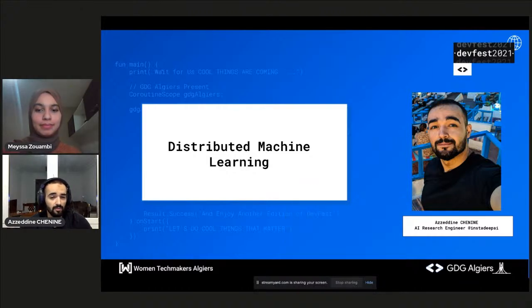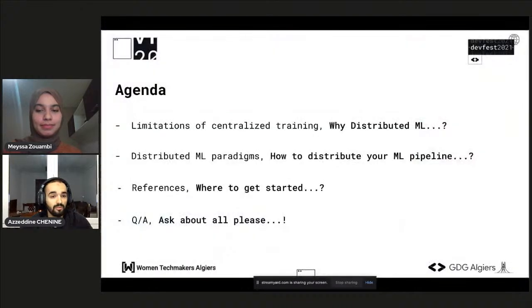Distributed machine learning is not a simple topic, but simple to understand and can be tricky to work with. It's just machine learning in a distributed manner. Our presentation today will be very simple. We have 4 points to talk about. First, we will start with the limitations of centralized training and why and when you should consider distributing your ML workflow. We move to the distributed ML paradigms, where we can talk about the different ways you can start distributing your ML training.